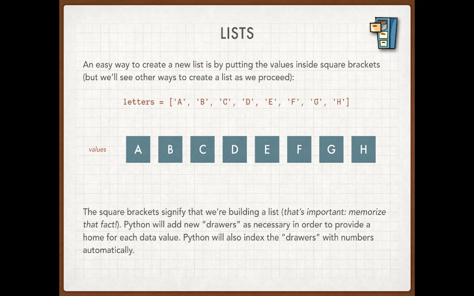The square brackets tell Python that I would like to make a list, and the strings here, A through H, are the individual elements or data values that I would like to put into those drawers. So Python will automatically create one drawer for each one of these elements. Python will automatically number them as well. So I don't need to tell Python A goes in the 0th drawer, B goes in the 1th drawer, 2th drawer, right?